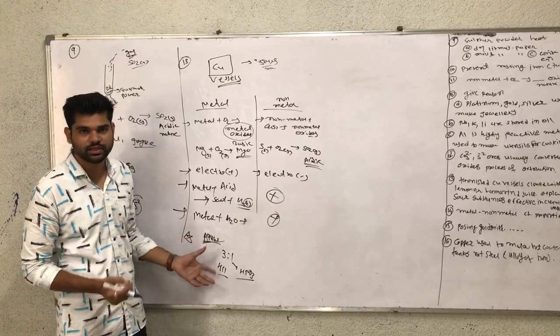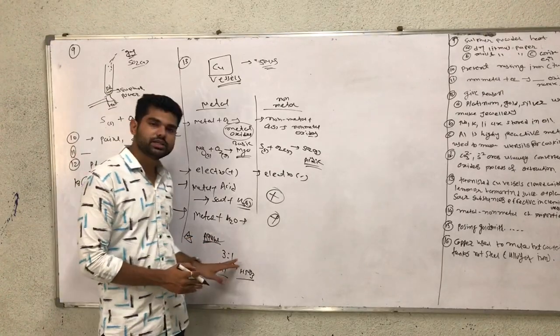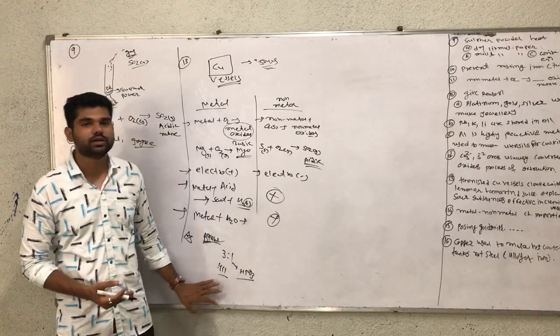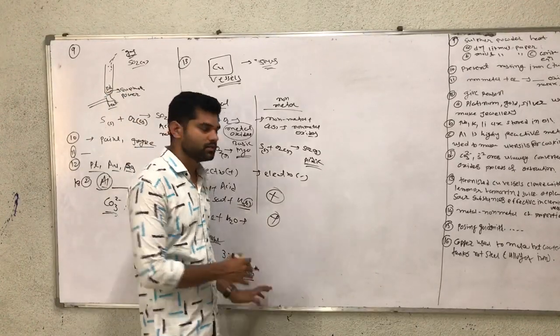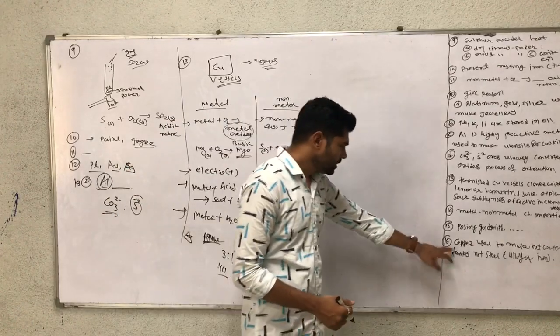And what is aqua regia? Aqua regia is nothing but 3:1, 3 parts of HCl and 1 part of HNO3. So this is the answer.